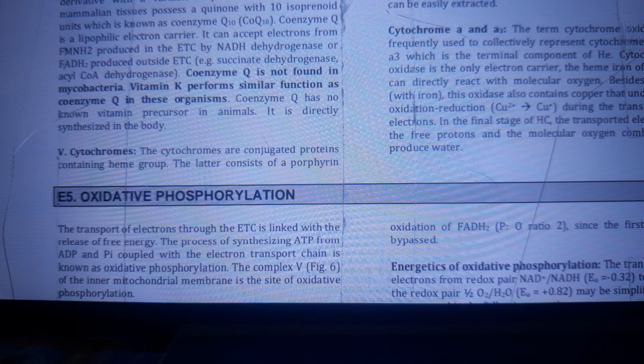Coenzyme Q is not found in the mycobacteria. Vitamin K performs similar functions as coenzyme Q in these organisms. Coenzyme Q has no vitamin precursor in animals. It is directly synthesized in the body.